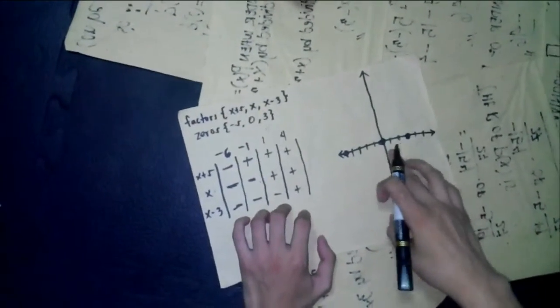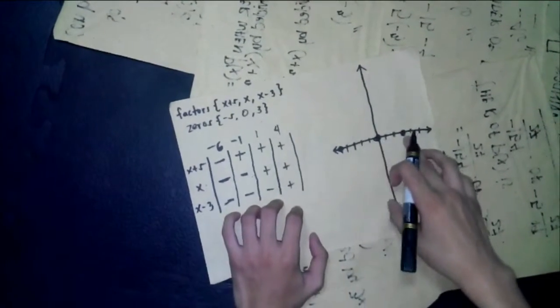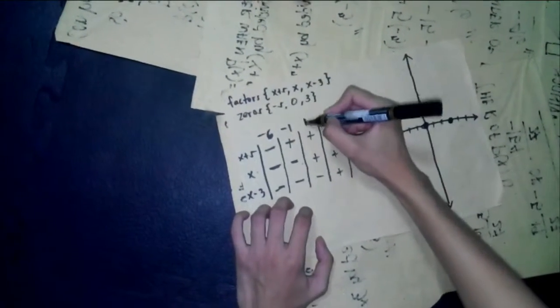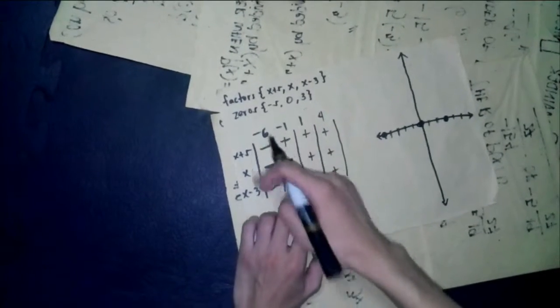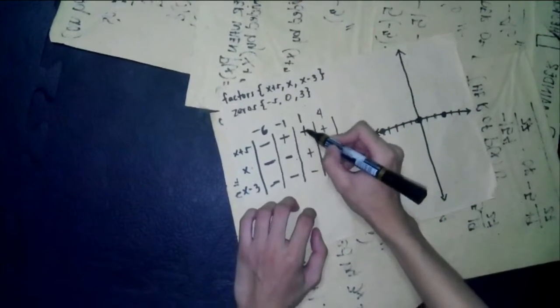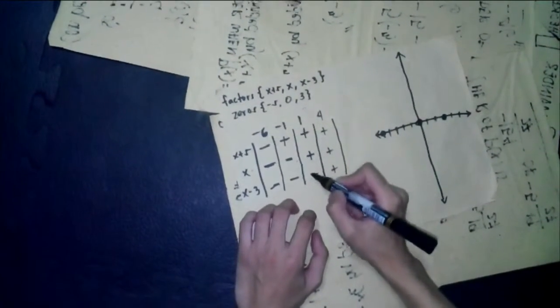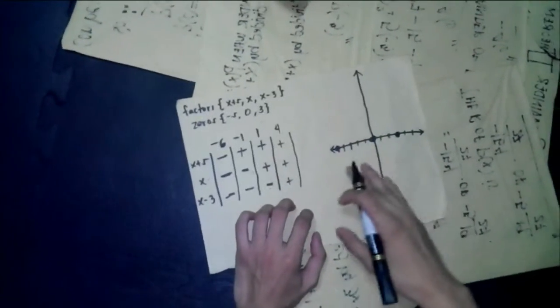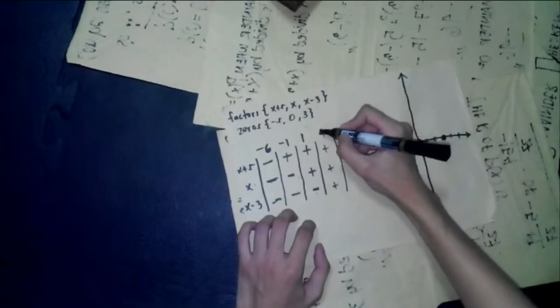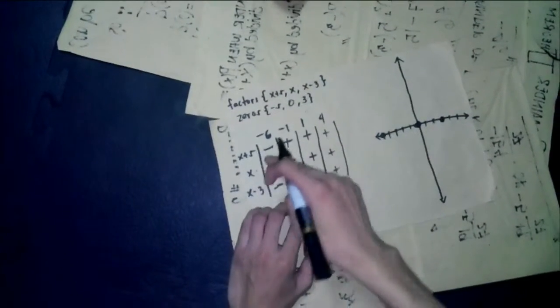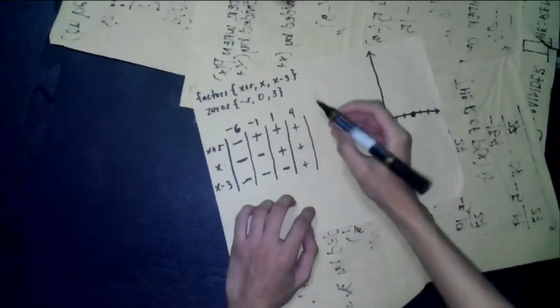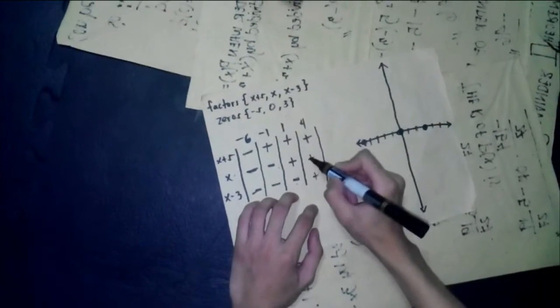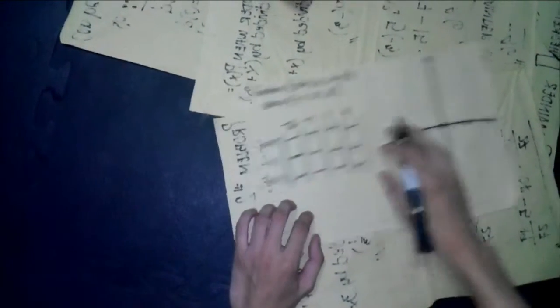Trying a value of x that is in between 0 and 3. So we try 1, substituting into the factors, giving us a sign of positive and a negative. Trying a value of x that is greater than 3. So we try 4, substituting it into the factors, giving us a sign of positive and positive.